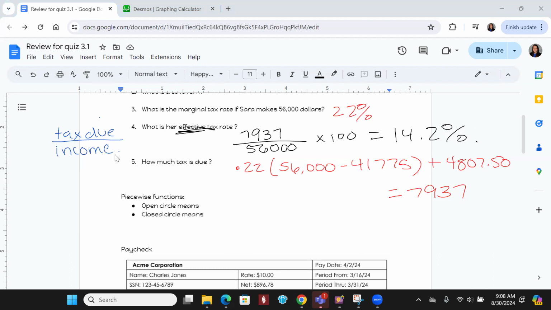Okay. My people for marginal, this is going to go from the chart percent. And for tax due, you're going to take your percent times how much you make minus however much that owed. I'm going to say owed box. I don't know what else to call it. And then add on.